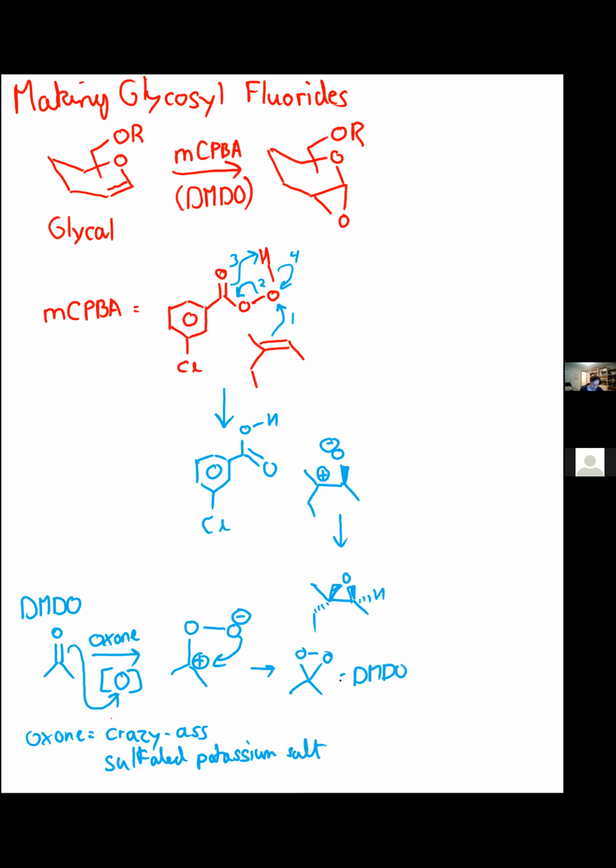Okay. You always make DMDO in situ, like in the solvent that you're going to do the reaction in. You never isolate DMDO. It explodes as soon as you look at it. It really, really wants to give off oxygen gas. And so, yeah, it just detonates a lot.